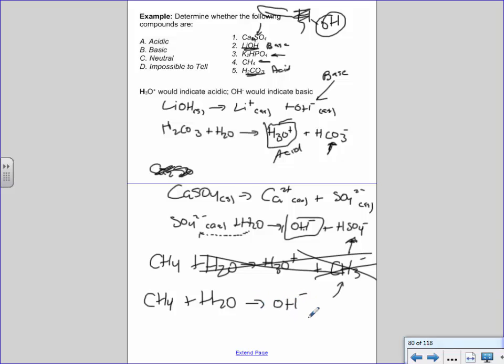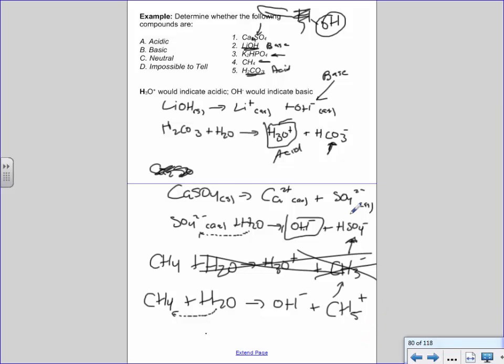What if we tried to pretend that it's a base and turn it into OH-? This would require the hydrogen going from the water over to this guy here, meaning that the HOH just becomes the OH and the hydrogen leaves. Well, then the other logical byproduct would have to be CH5 positive. Is CH5 positive a thing?